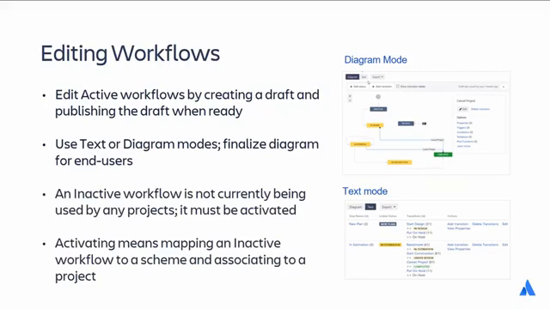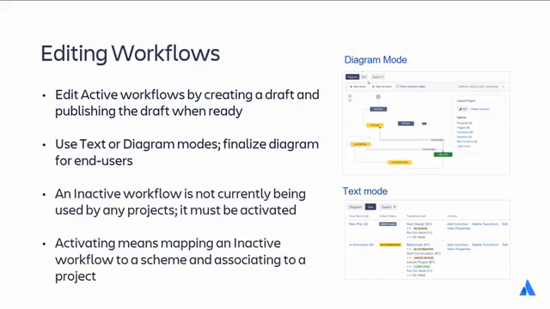An active workflow is a workflow that is currently being used by one or more projects in an active workflow scheme. When you edit an active workflow, Jira first creates a draft that you modify. When you've finished, you can publish your draft and, optionally, save your original workflow as an inactive backup.